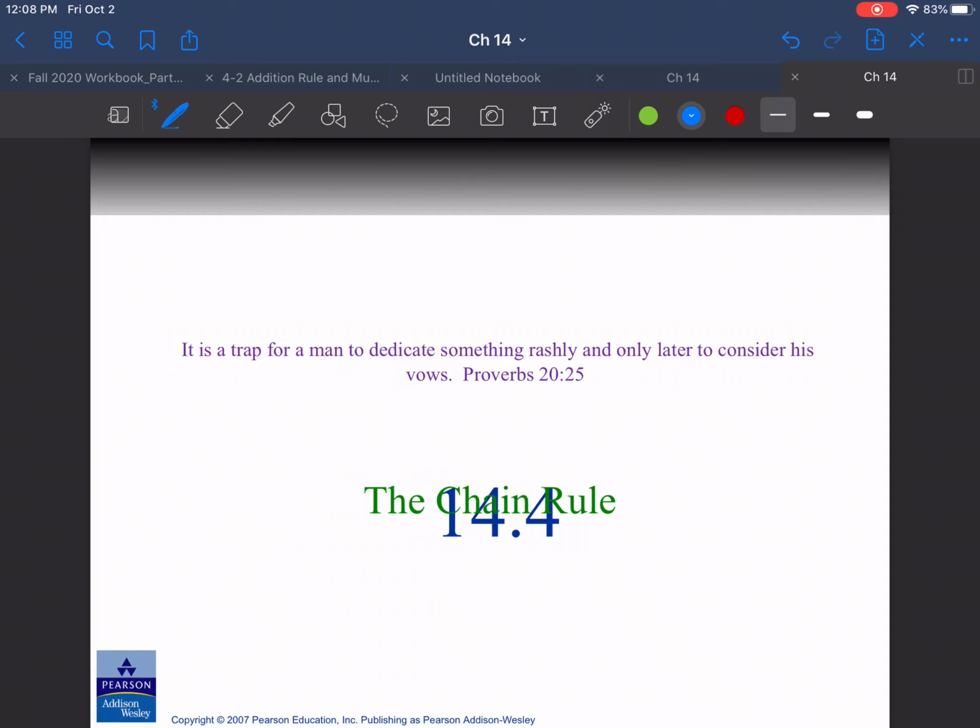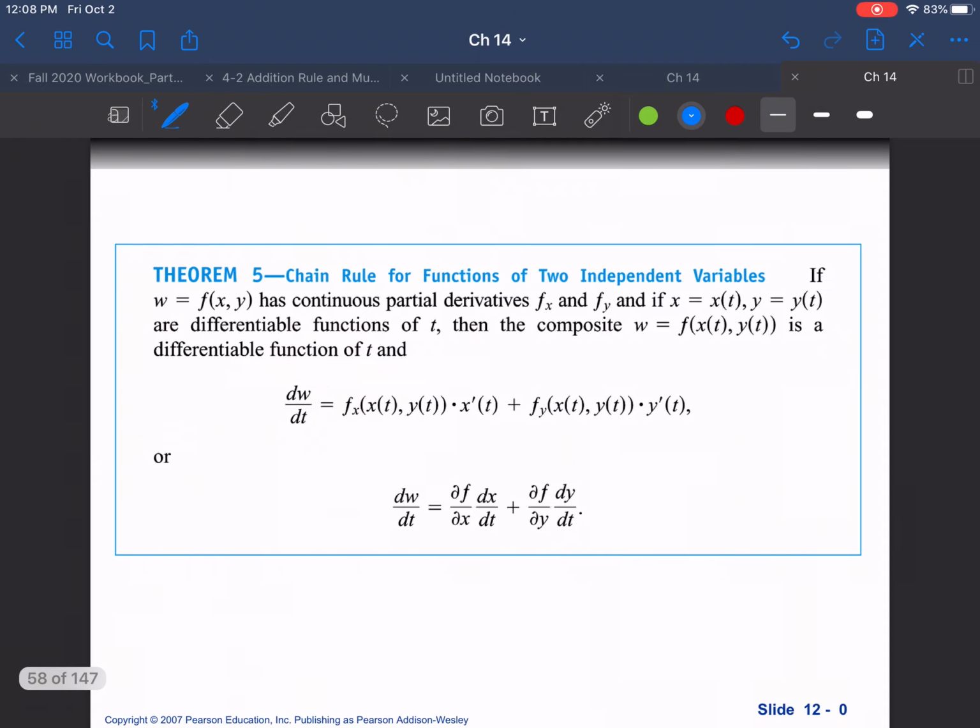All right, we're going to be going on 14.4. This is the chain rule. All right, so here we're doing chain rule with partial derivatives and multiple variables. So, all right, let's take a look.